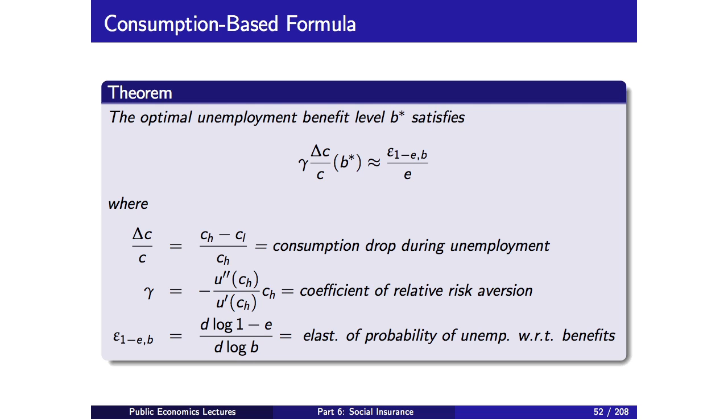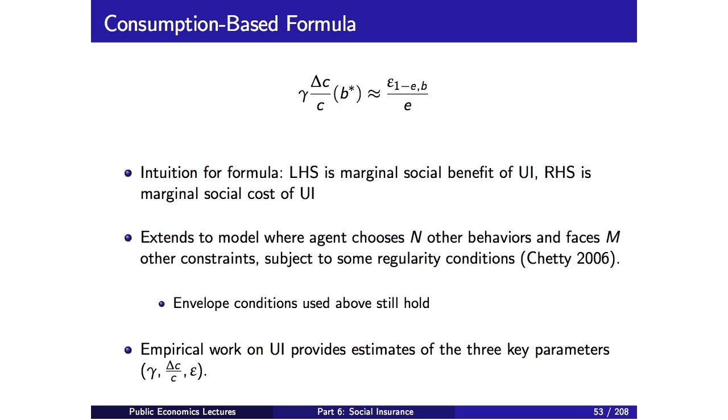Okay, so a little bit more intuition of this formula. As I was talking about earlier, the left-hand side you can think about as being the marginal social benefit of UI. It's basically a function of two things you'd think of as being quite intuitive. How volatile is consumption across states? So how much risk are people actually facing? And how much do they care about that risk? So suppose the utility function is linear, right? Gamma equals 0.